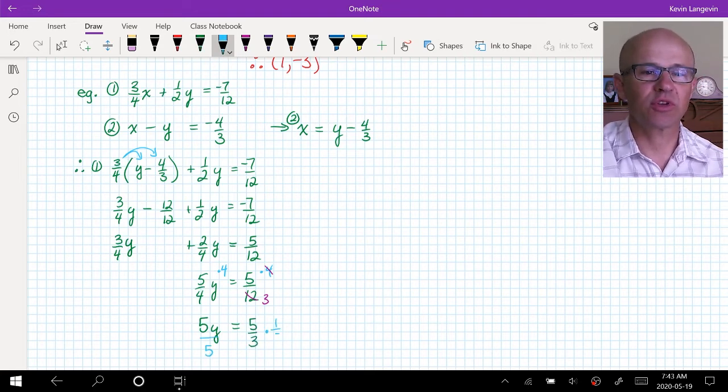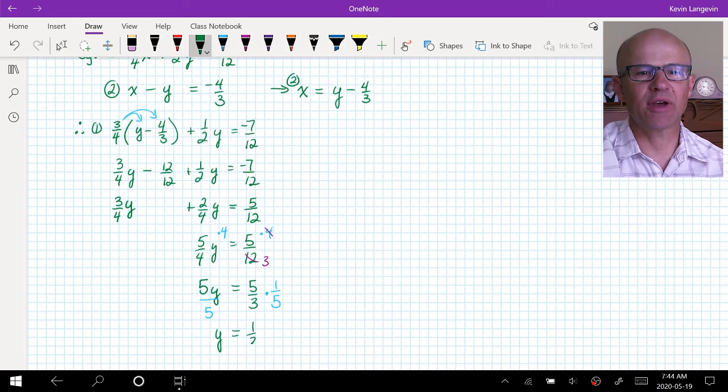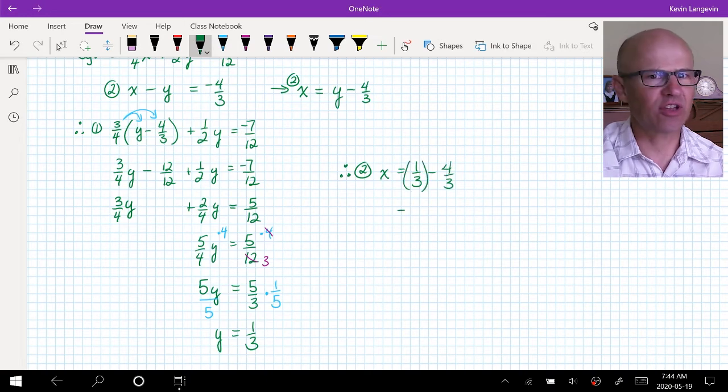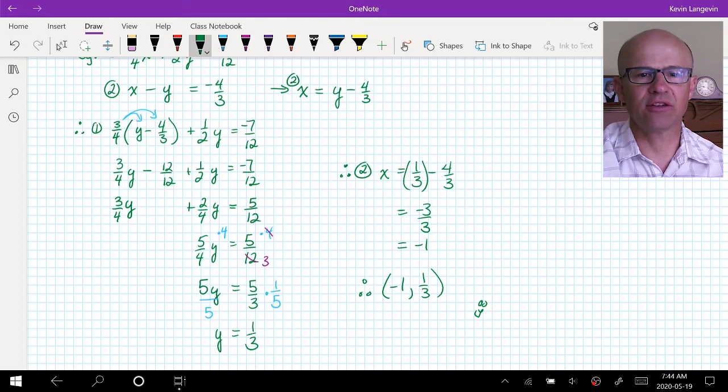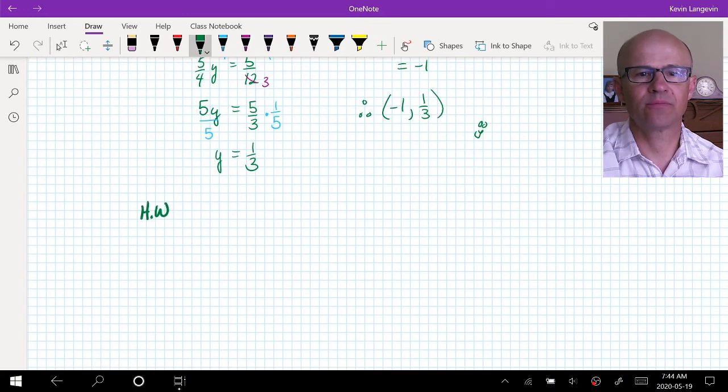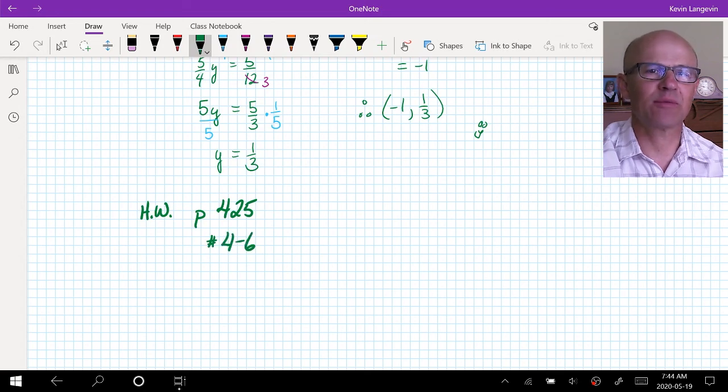Make sure you're going through this one carefully. Divide both by 5, which is the same as multiplying by a fifth. And I get y equals 1/3 as my first answer. That's not a bad fraction. Plug that in, solve for the other one, I get -1. Got scared with the fractions at first, but it turned out to be not that bad.